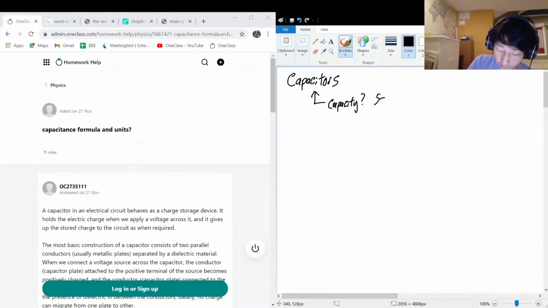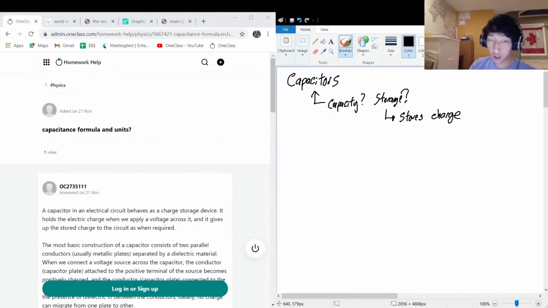storage. These are kind of just clues of what a capacitor means just by looking at the word itself. It's got capacity, capacitor. What does it store? Well, it stores charge.